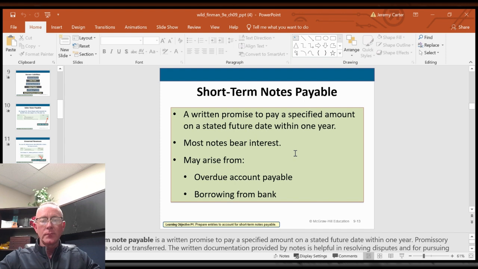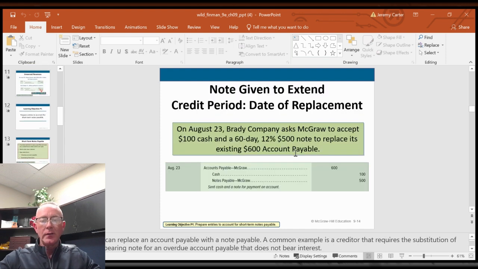Short-term notes payable, it's within a year. Sometimes we can borrow from a bank or have an overdue payable. We're going to reclassify from an accounts payable to a note payable. We're the actual vendor here, we're the one that's actually bought the product. So we couldn't pay our bill, and they're allowing us to pay over a longer period of time. We've given them some cash.